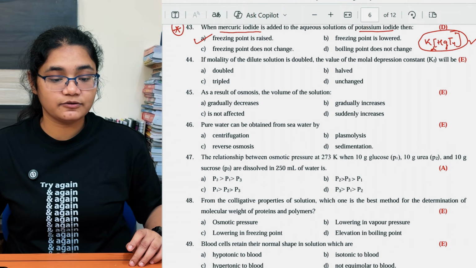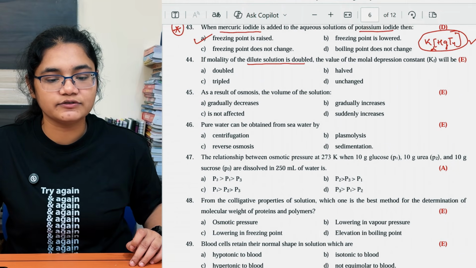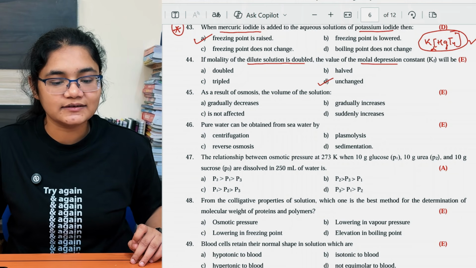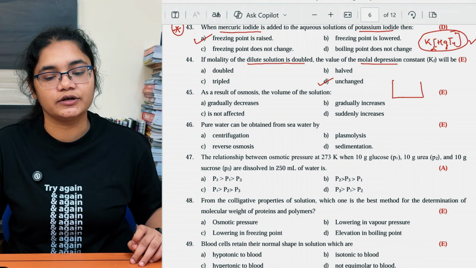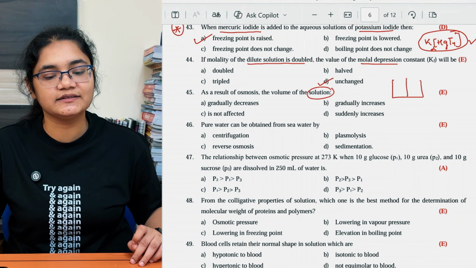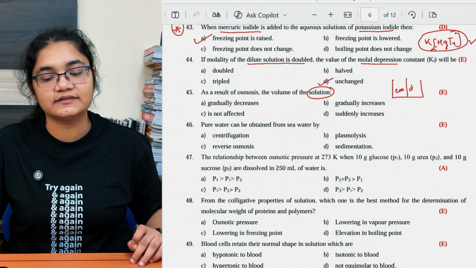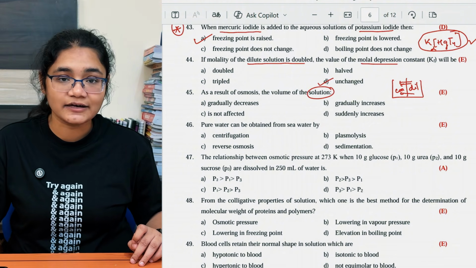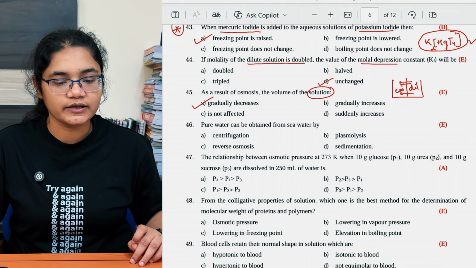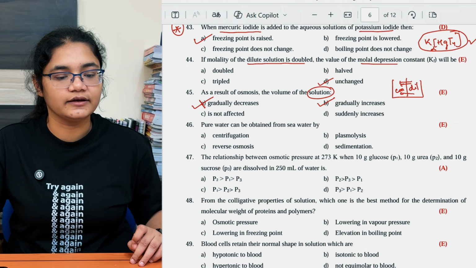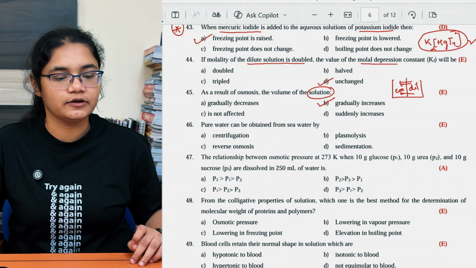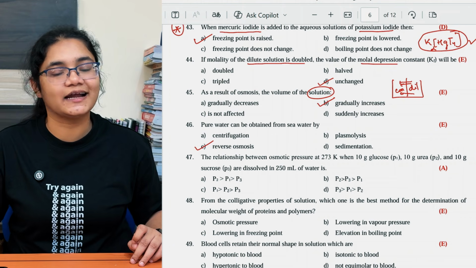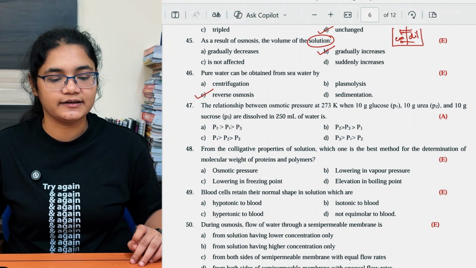Next, coming to question number 44, if molality of the dilute solution is doubled, then the molar depression constant again remains unchanged. As a result of osmosis, the volume of the solution, now see, when I talk about solution, that means it is the concentrated side and this is the dilute side. So from this to this, the water will flow, so the volume of the concentrated side will gradually increase. Next one, pure water can be obtained from the process that is reverse osmosis, that is desalination of water.